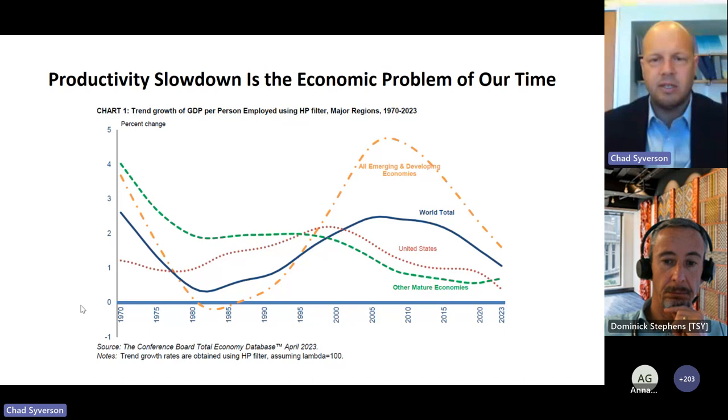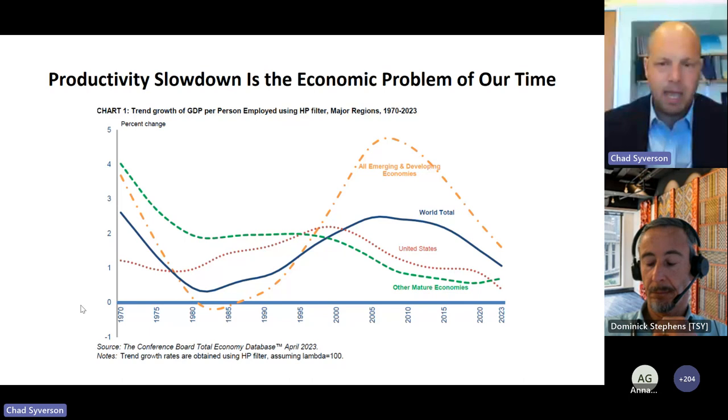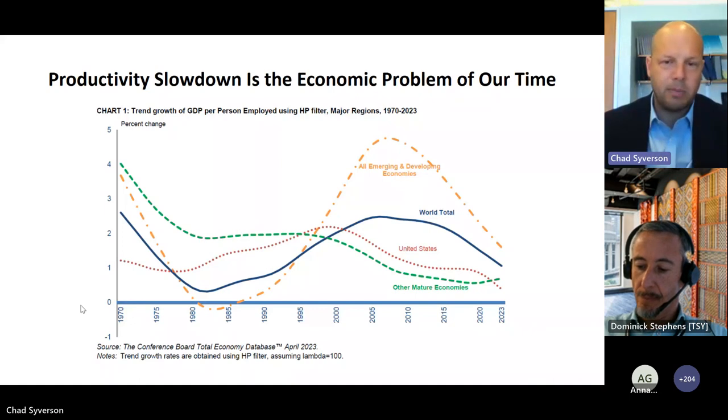The slowdown starts in the mid-2000s. The U.S. has experienced its own productivity slowdown, started a few years earlier. Other mature economies show the same pattern, basically, as the U.S. So we're about 15 years into a worldwide productivity slowdown. If you look at the world average, it's fallen from a little over 2% per year productivity growth down to about 1% per year. So that's what I'm talking about.